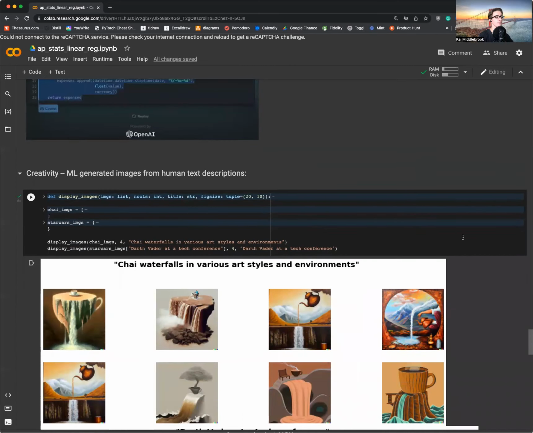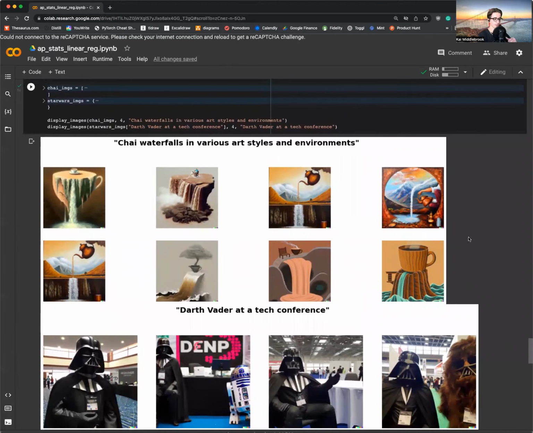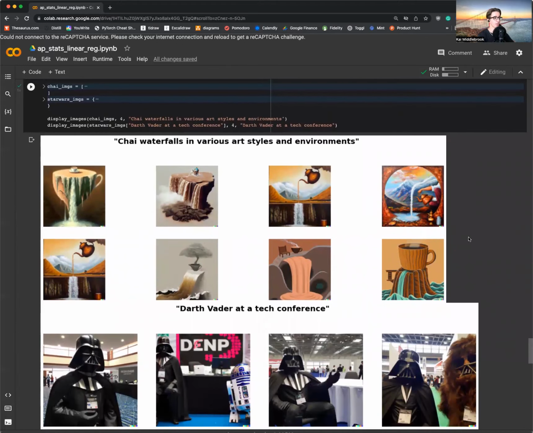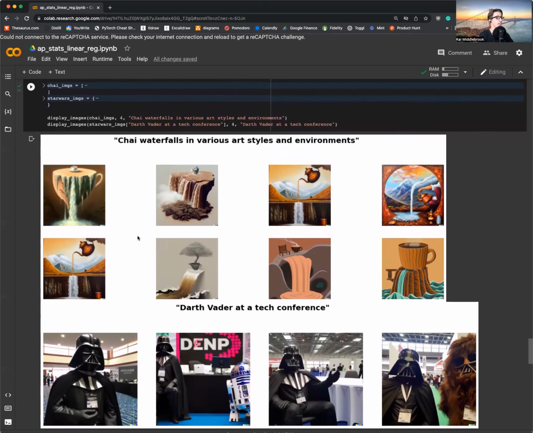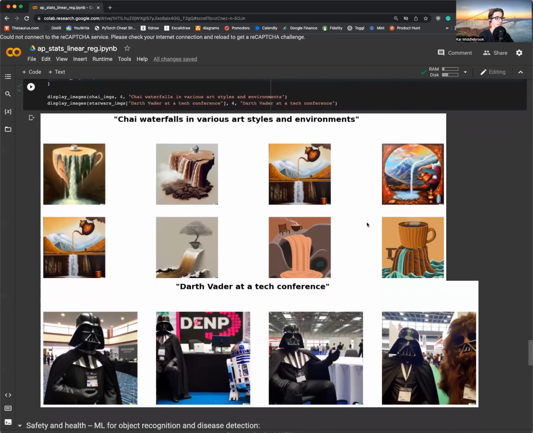So let's take a look at two cases that I found kind of funny and cool and interesting and beautiful. Here, the text input was chai waterfalls in various art styles and environments. And I don't know about you, but I find these quite impressive. And there's lots of variation and very unique types of art here, and it's very creative, which is really cool to express and has lots of potential.